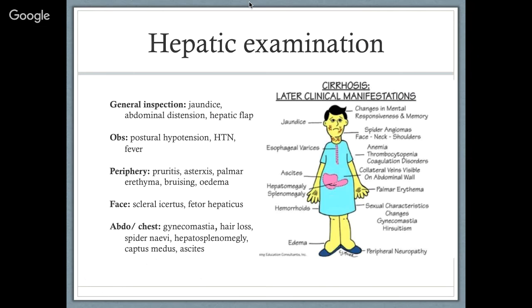If we have a deficiency in albumin and clotting factors, what might we see? Yeah, exactly. Exactly. If we have an increase in bilirubin, what sign would correlate with that? Jaundice, yep, scleral icterus. And if we have an elevated portal venous pressure, what other signs might we see?